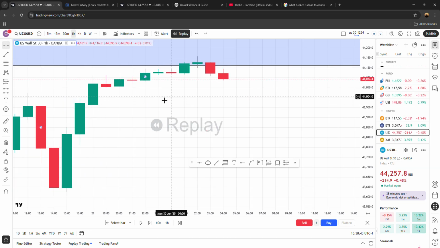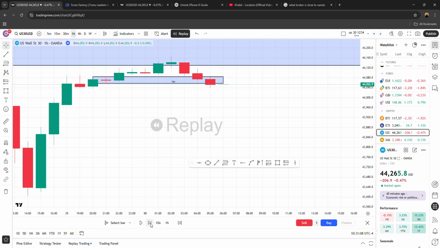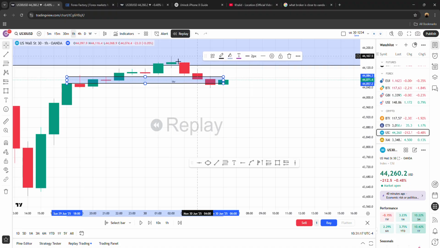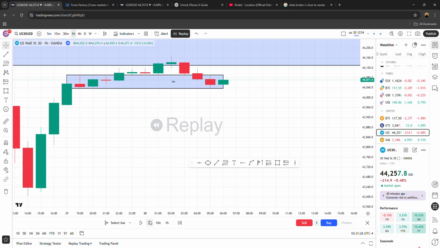Then on the 1-hour, there's this order block here, which I will mark out and name 1-hour order block. We tapped into that at 4 a.m. Let's see what happens. We break that, and then there's also this one here as well. We break that before 4 a.m. There's also this zone right here. Sorry, my bad. Let's see what happens.